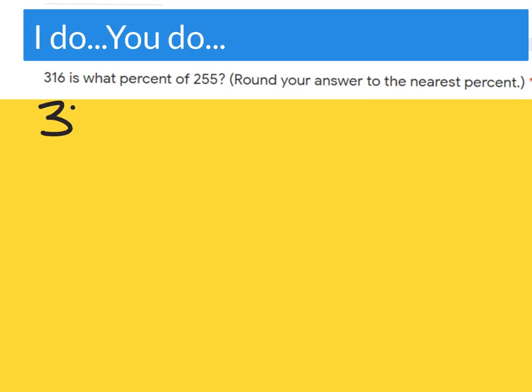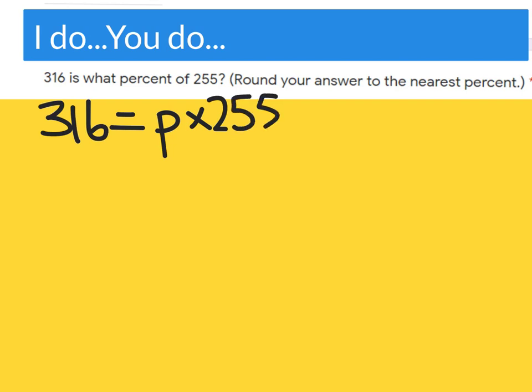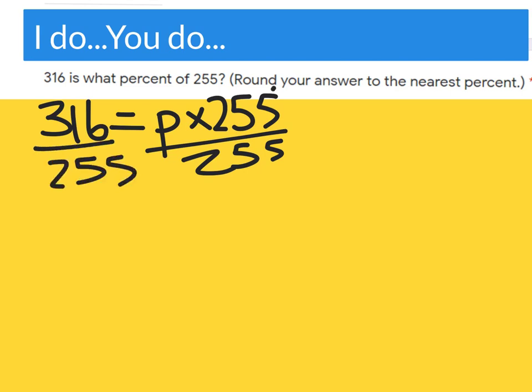So it says 316 is what percent? Don't know, so we put a variable of 255. Now we're in an algebraic equation, so of course you'd solve by dividing by 255, dividing by 255. Now on this one you have to be careful because they ask for a percent. When you get this answer, it's not going to be in percent form, so you'll have to move the decimal 2 places to the right, which is taking it times 100, to move it into a percent.